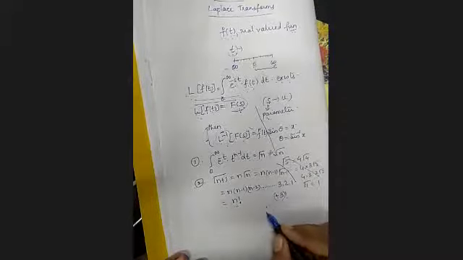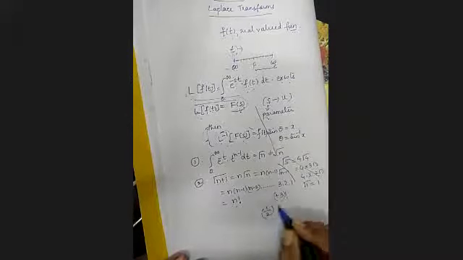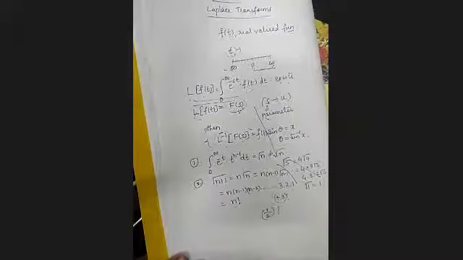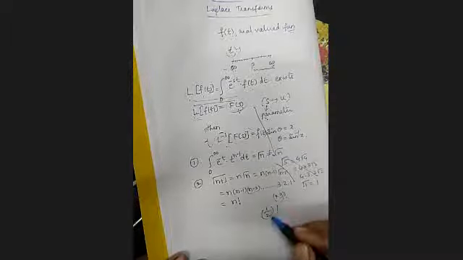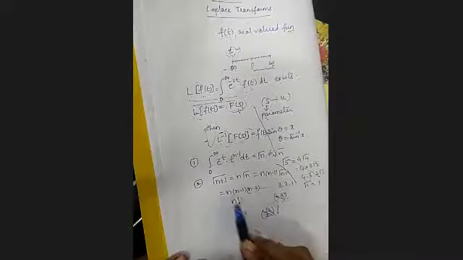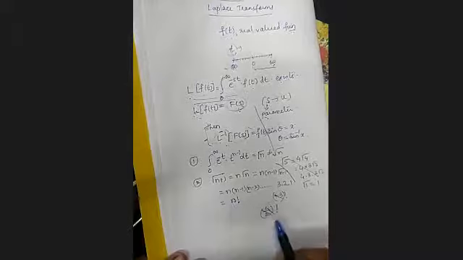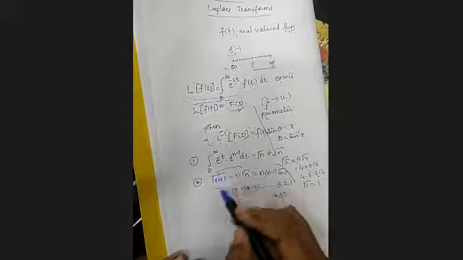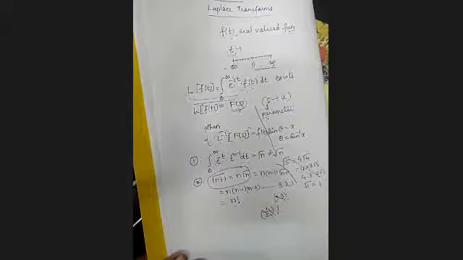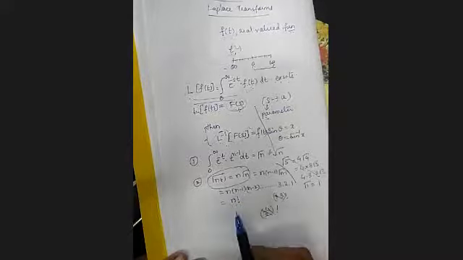Suppose I have 1 by 2, can you write 1 by 2 factorial? No, ma'am, we cannot. So we will use this result if you have a positive whole number, otherwise we'll stick to the other result. When it comes to a problem, I'll explain.